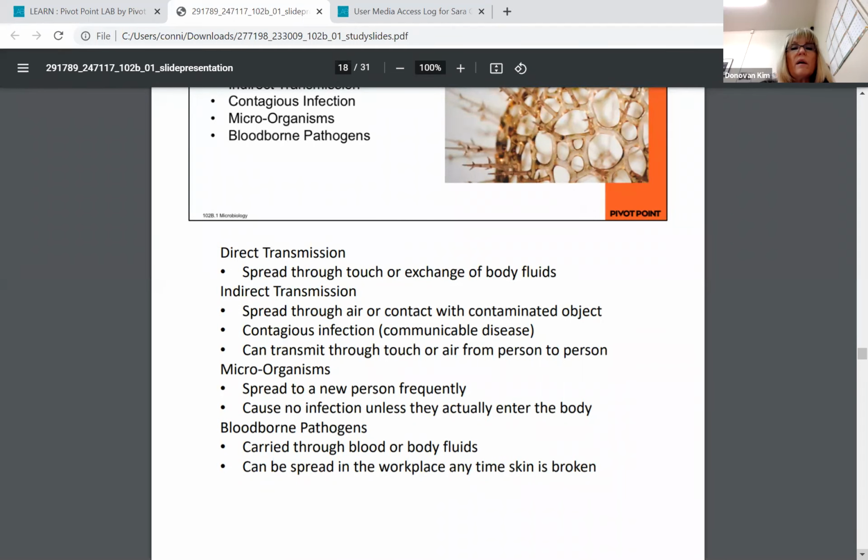You can have microorganisms, which could spread to a new person frequently. It can cause no infection unless it actually enters the body, but you would have to have it going through your mouth, your ears, your nose, your eyes, any openings of your body. Or if you have an open cut or something, it can actually travel in through there. Or if you scratch yourself and you break the skin, it could travel in through there also.